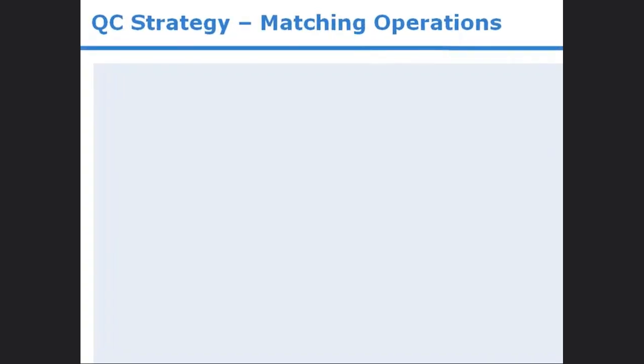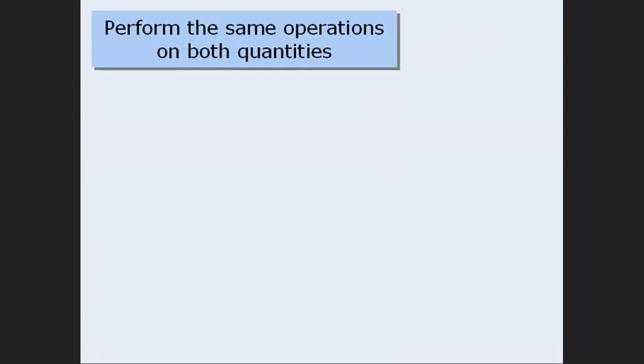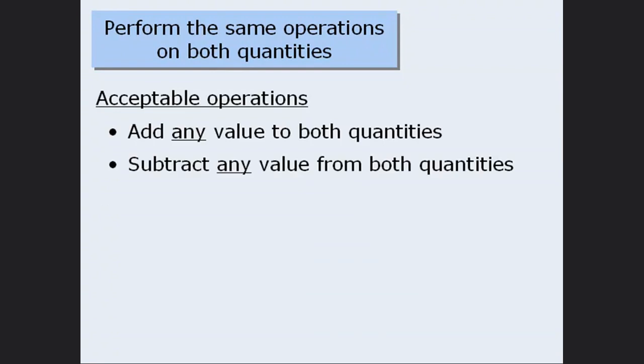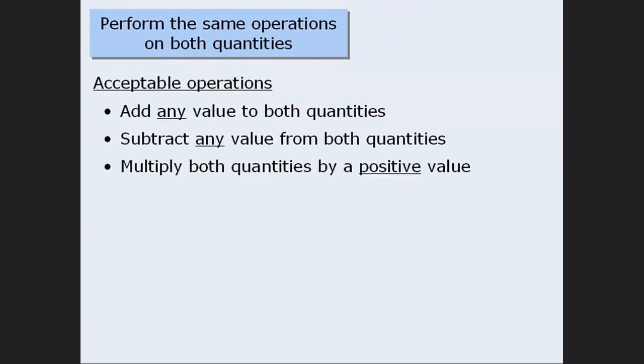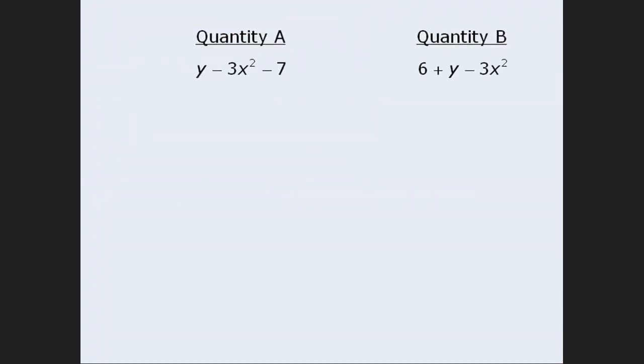In this lesson, we'll examine a very useful strategy to consider when answering quantitative comparison questions. The technique is to perform the same operations on both quantities. In particular, you can add any value to both quantities, subtract any value from both quantities, multiply both quantities by a positive value, and divide both quantities by a positive value. Now, this is a very common technique that can be applied to a wide range of questions. So let's look at some examples.